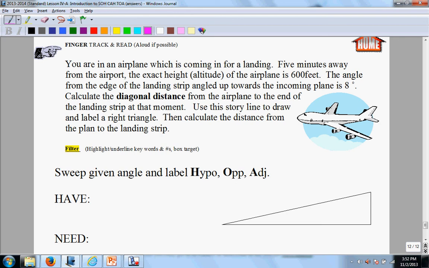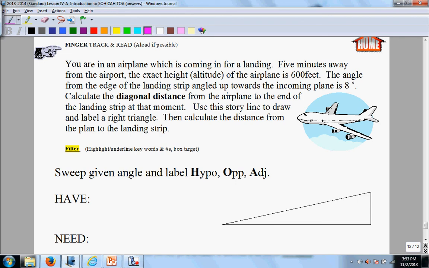This one says, you are in an airplane which is coming in for a landing. 5 minutes away from the airport, the exact height or altitude of the airplane is 600 feet. The angle from the edge of the landing strip up towards the incoming plane is 8 degrees. Calculate the diagonal distance from the airplane to the end of the landing strip at that moment. Use the storyline to draw and label a right triangle. Then calculate the distance from the landing strip.